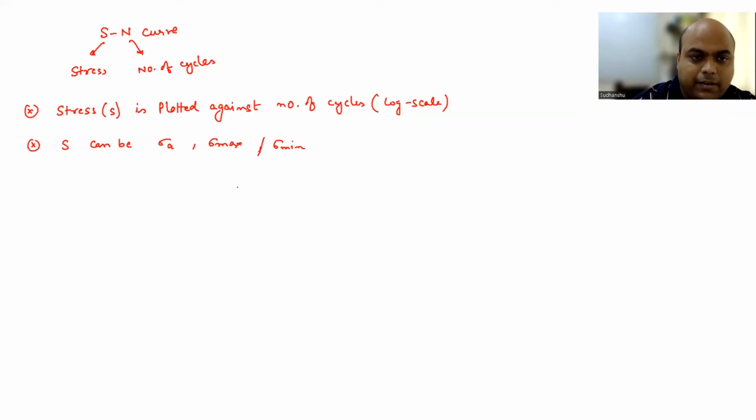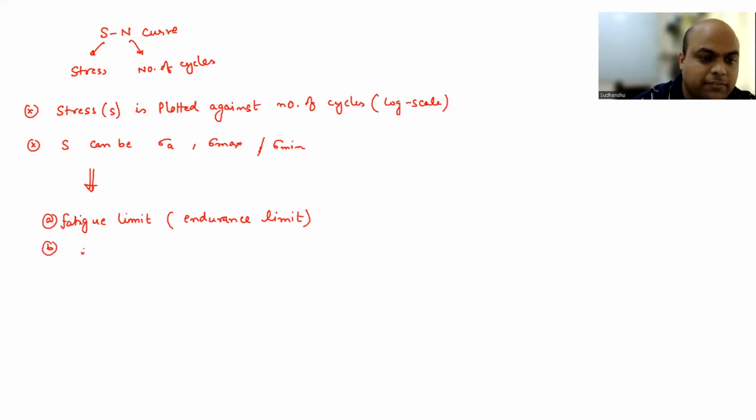Okay. And what we get here from this diagram is the fatigue limit or say endurance limit. Okay. Or the second one is fatigue strength. I'm going to explain this too.